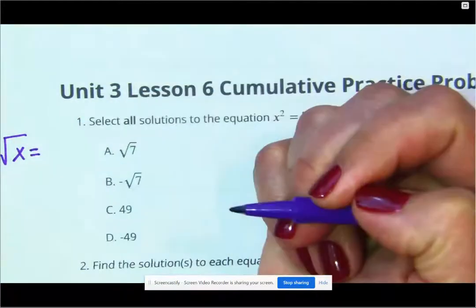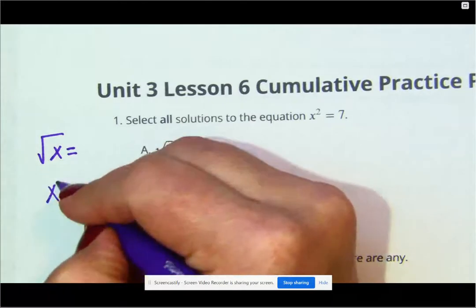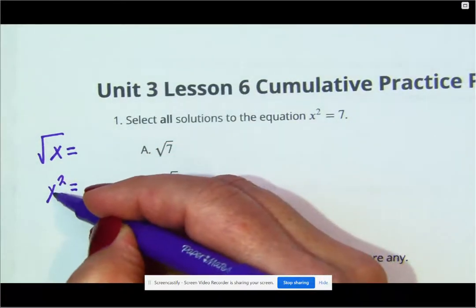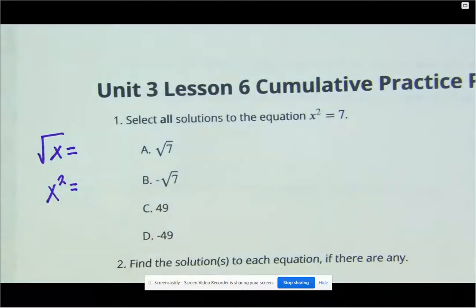equals an answer, there's only one solution because there's only a positive number that you can take the square root of. But when you have x squared equals a number, there's two different numbers, the positive and the negative, that can give that answer. Okay? So number one says, select all solutions to the equation x squared equals 7.